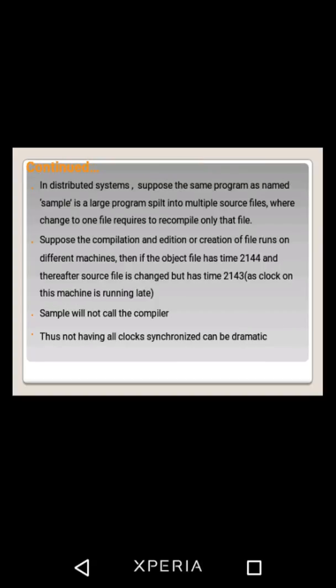Let us see how this occurs in distributed systems. For example, there is a distributed system where the compilation and editing of programs are held on different machines, each with its own clock. Suppose the object file has time 2144 and the source file is changed but the time is 2143, because the machine on which the file is modified has a clock that is running late. Thus here the sample program will not know about the changes in the file and no file will be recompiled. Thus the program will probably crash. Hence clock synchronization in distributed databases is necessary.